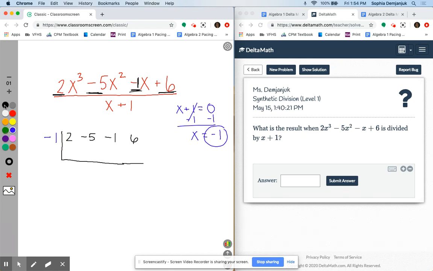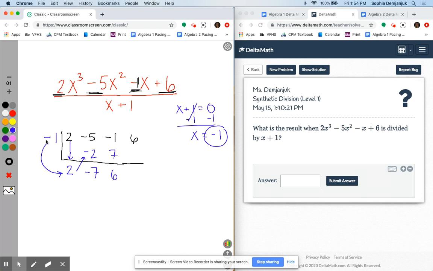Now we're going to go through. I need to start by bringing down my 2. Whatever's in the bottom row gets multiplied by this number to the left. So 2 times -1 gives me -2. Add up and down, -5 minus 2 gives me -7. It's in the bottom row, so I need to multiply it by -1. -1 times -7 gives me +7. Add up and down, -1 plus 7 gives me 6.